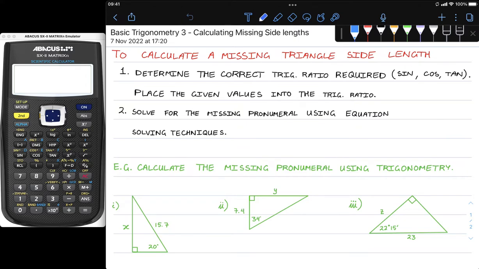Hello class, this is a video tutorial on basic trigonometry part 3. In this video, we'll be learning how to calculate missing sides using trigonometry.